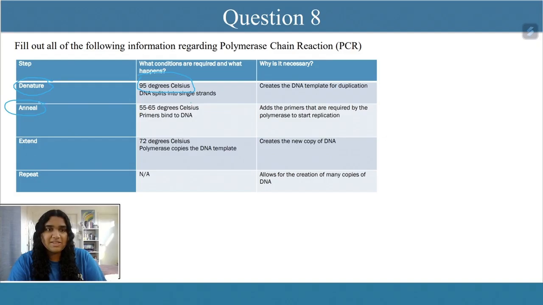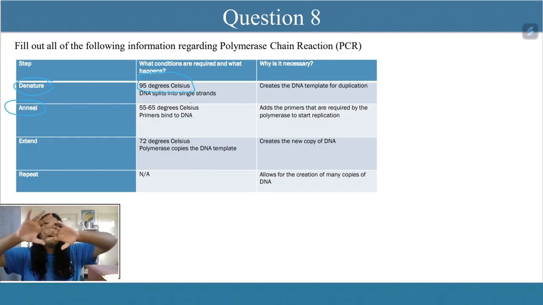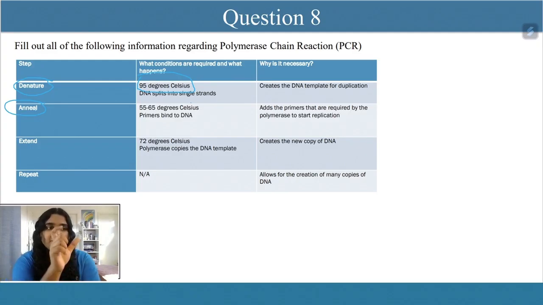Then step number 2 is our annealing process. This time around, we drop the temperature and it's a priming step. So we have all of these RNA primers that are included in this solution that bind to the DNA. They basically act as a starting point. It's like, this is the starting point, this is the ending point of the target gene. Everything in between is what needs to be copied. So it adds the primers that are required by polymerase to start and stop replication.